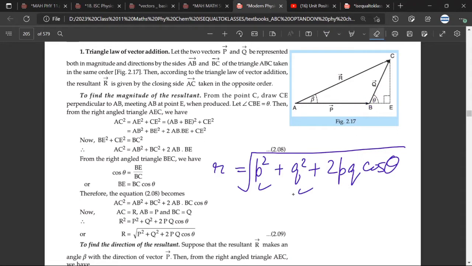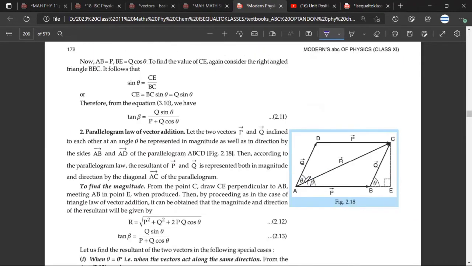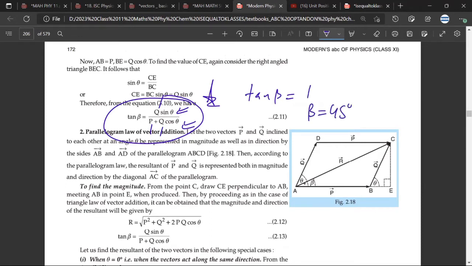Yes, sir. And similarly, we can find this angle beta also. The formula which is given is for tan of the angle. Once we calculate the tan of the angle, we put the values. This is the formula which is given to us. We put the values here. This p and q are the lengths of the vectors. So for example, let us assume tan beta comes to be 1. So beta would be 45 degrees. Clear? Yes, sir.